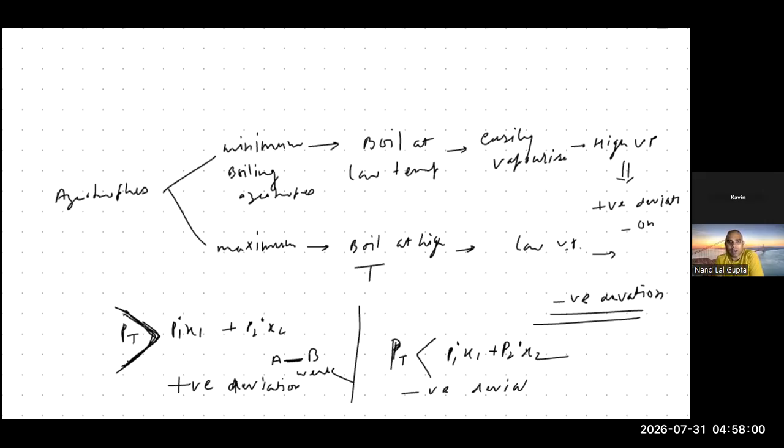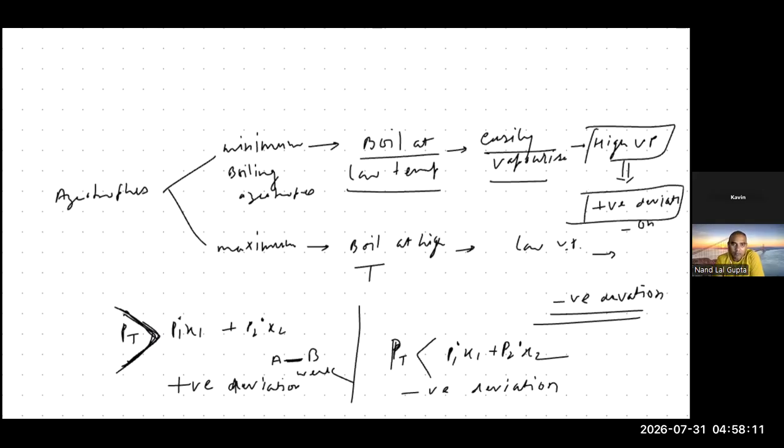So minimum boiling azeotrope boils at low temperature, easily vaporizes, that is high vapor pressure, shown by positive deviation. When the AB interaction is weak, all the molecules escape, meaning more vapor pressure, that is positive deviation. Are you getting this? Yes, sir, understood.